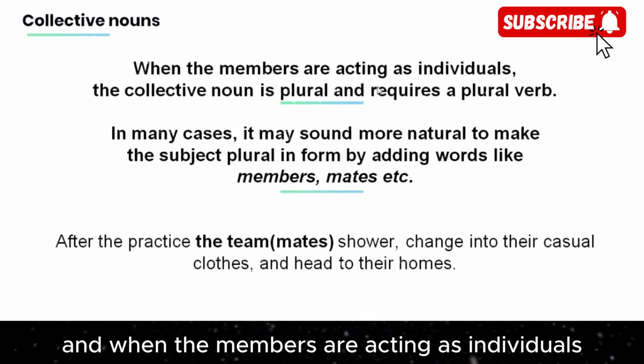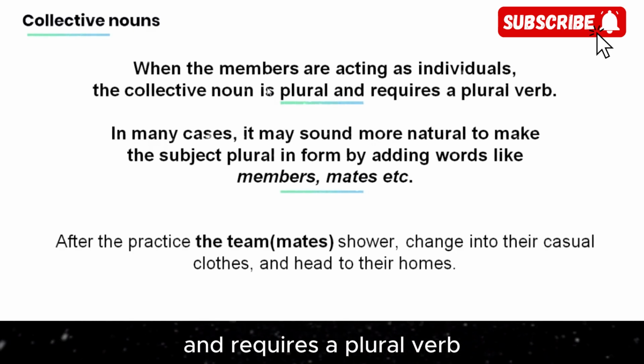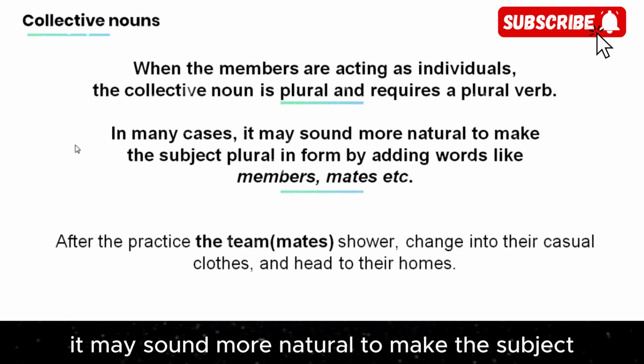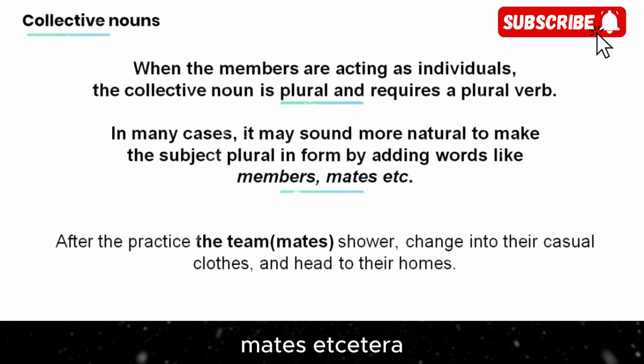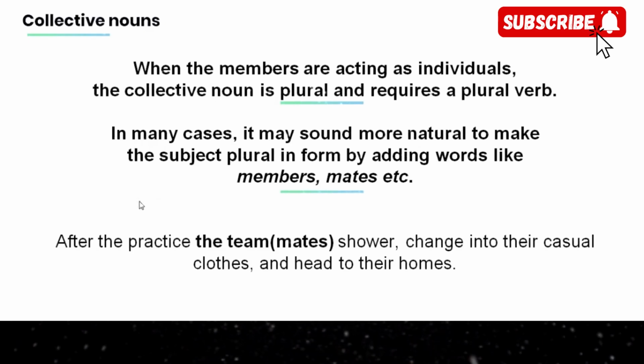And when the members are acting as individuals, the collective noun is plural and requires a plural verb. Now, in many cases, it may sound more natural to make the subject plural in form by adding words like members, mates, etc. Have a look at the example below.